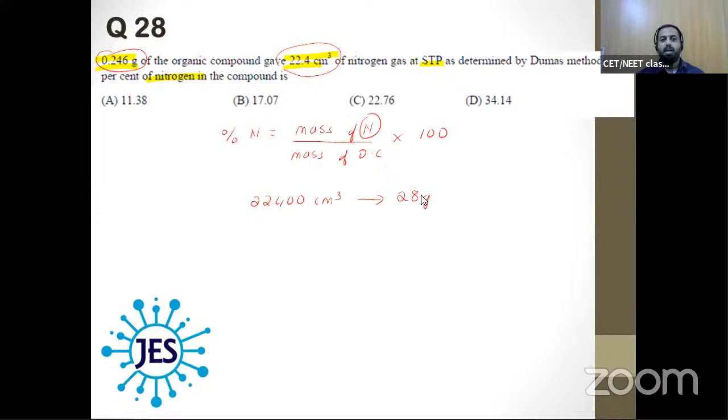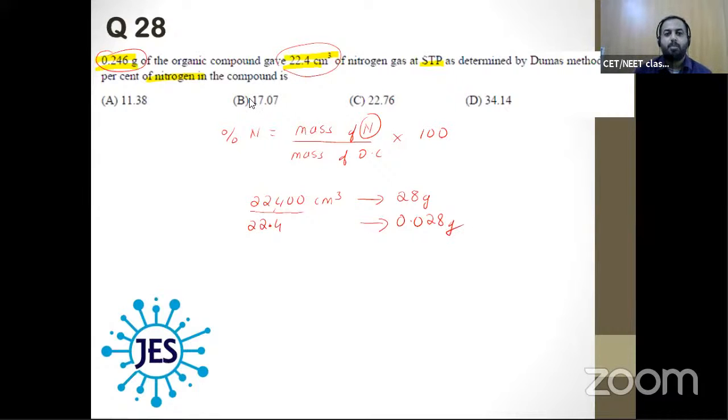28 grams. Then 22.4 is how much? Easy. 22,400 is 28 grams, which means 22.4 is how much? So 22.4 is 1,000th of this. If you divide 22,400 by 1,000, you get 22.4. Similarly, divide 28 by 1,000, you get 0.028. So mass of nitrogen is 0.028.